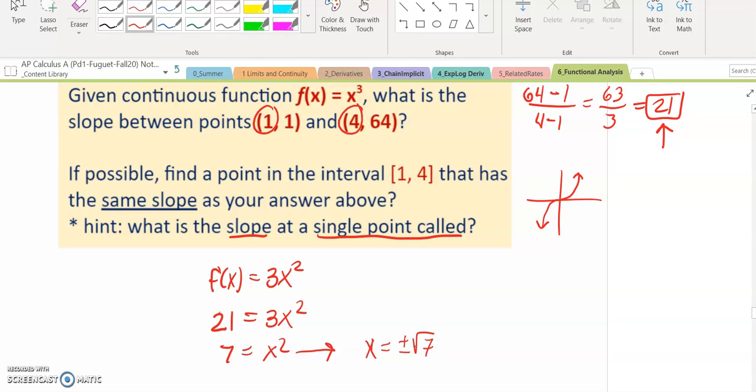Now, because we're only looking in the interval from positive 1 to positive 4, the value that is going to satisfy this instantaneous equals the average is actually just going to be single-handedly x equals square root of 7. So this is the value that satisfies the mean value theorem.